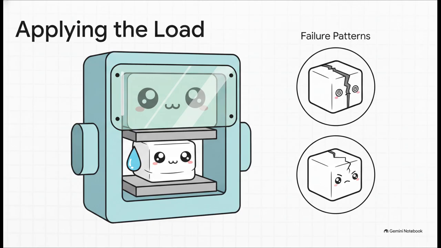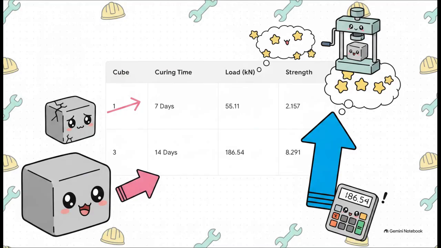Once the cube breaks, we record the maximum failure load in kilonewtons. It is incredibly important to observe the failure pattern here. You know, did it crack symmetrically, or did it fail diagonally because it was positioned incorrectly? Now look at this real lab data from our tests.